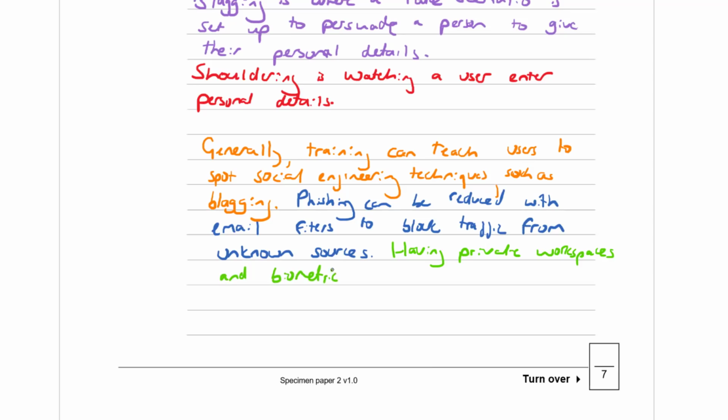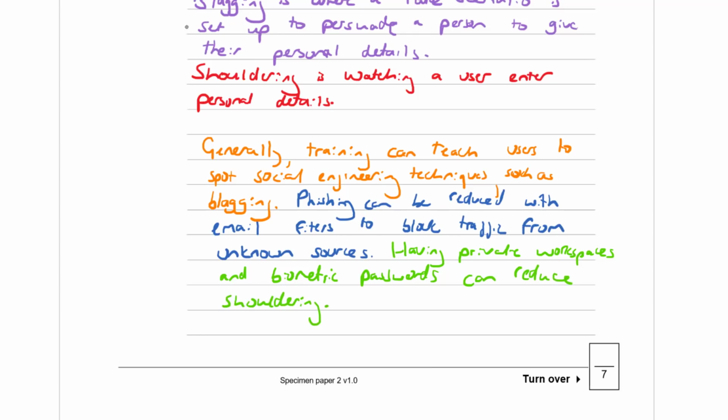biometric passwords, which isn't really what a password is, biometric access, I don't know, that makes sense. I think having private workspaces and biometric passwords can reduce, or will definitely reduce, shouldering. So that in theory should be our 6 marks.